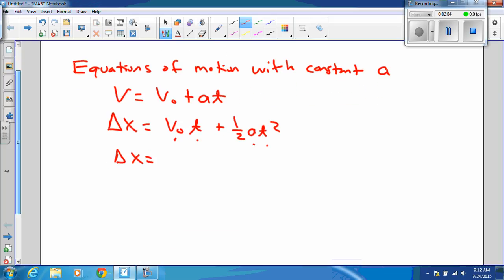And then the one that does not involve acceleration is delta x equals, everybody all together? V plus V0 over 2 times t. Yes, and definitely not minus, as a couple of you had, because what we're doing is we're averaging initial and final velocities to get an average velocity, and then multiplying that times time. And you get meters again.